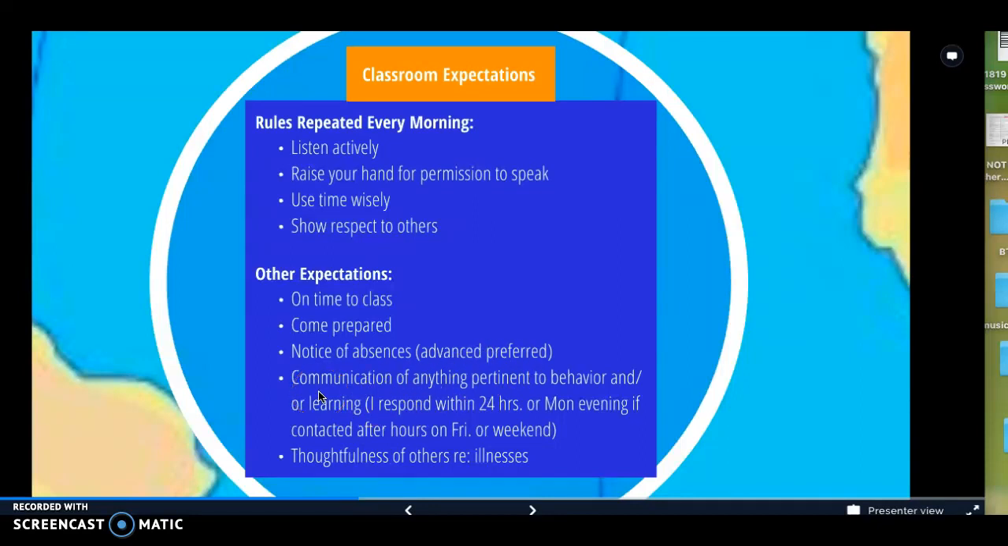Also, there's an expectation that there should be communication of anything pertinent to behavior and/or learning. And that goes both ways. You need to have that expectation of me as well, that if something's happening in the classroom or out on the playground regarding behavior or learning in your student, I will be sending you an email. And please don't be worried about that because everybody has their off days. But, as a parent, I want to know those things about my student, and I'm assuming that you do too.